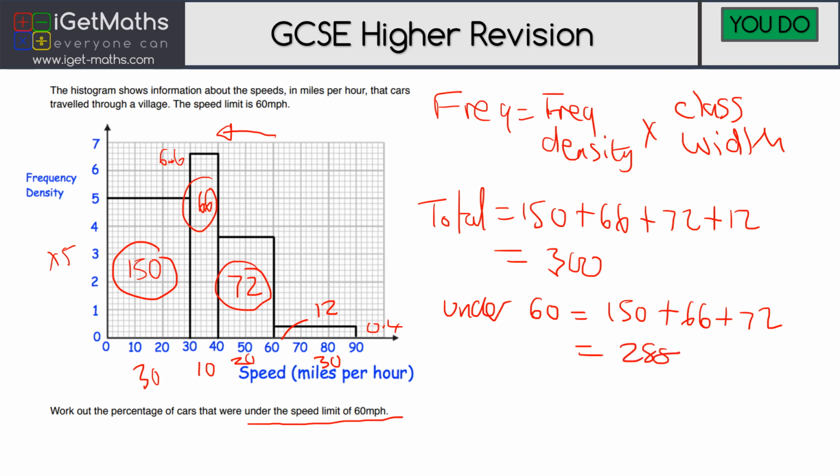And to get your final answer as a percentage, you're going to do 288 over 300 times 100. And let's see what that gives us. 288 divided by 300 times 100 gives us 96%. And you're done.